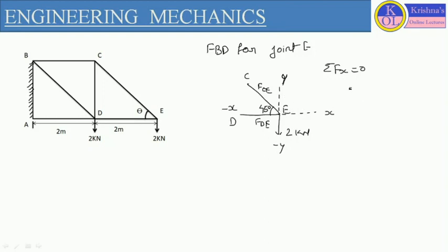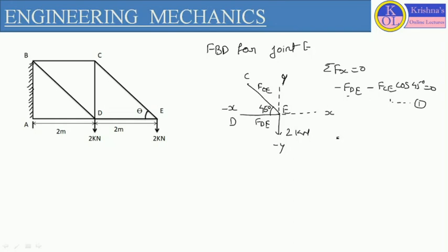Here we have one force acting in the x direction, that is FDE, and it is in the minus x direction, so it will be minus FDE. The other force is inclined, FCE, and we have to resolve this force into two components, vertical and horizontal. In the x direction the component is horizontal, so it will be minus FCE cos 45, equals 0. Let's consider this as equation 1, because FDE and FCE both are unknown.